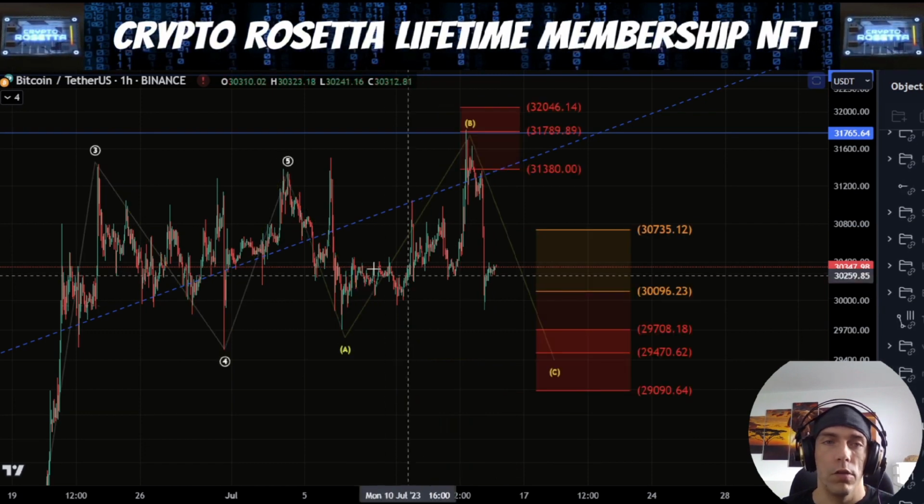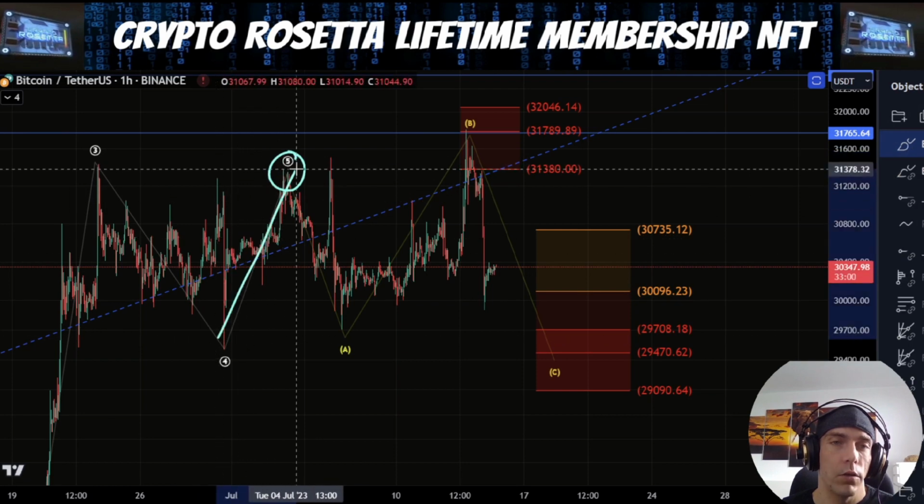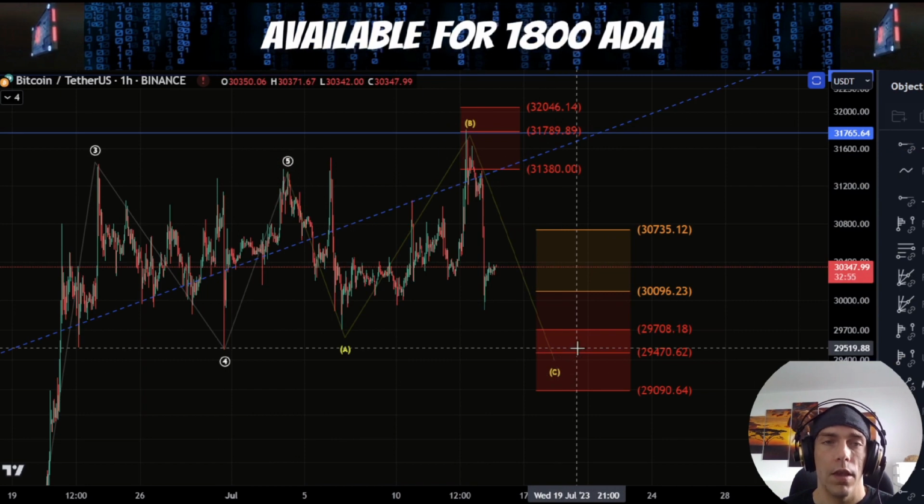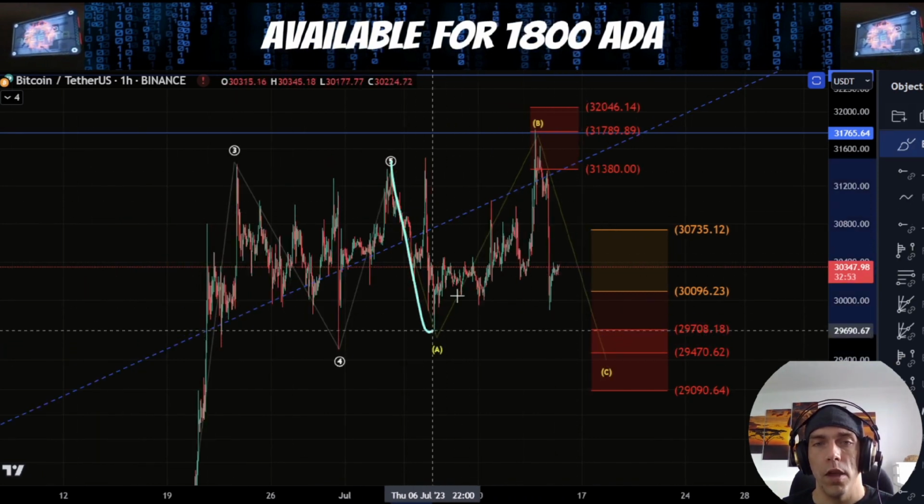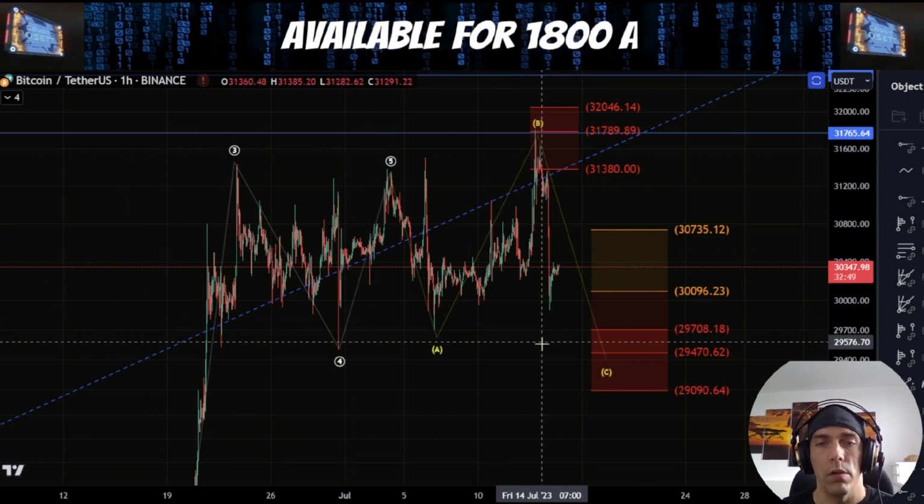Now, as well as that, we did also talk about the potential that because we can potentially count this as a diagonal here, what we could actually have is that this could become an A, B, and a C. So now the key thing within this is that this would actually be our corrective move. So this area here would still be part of the previous impulse.